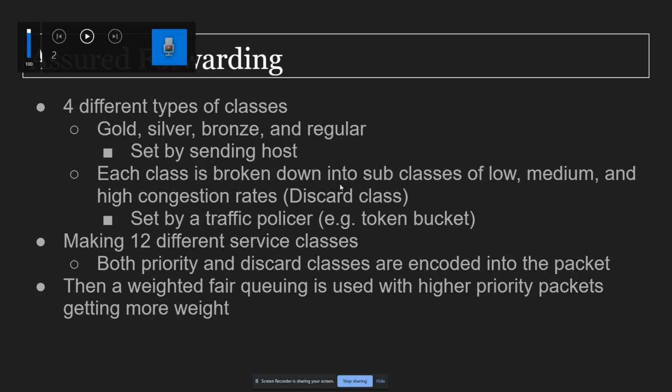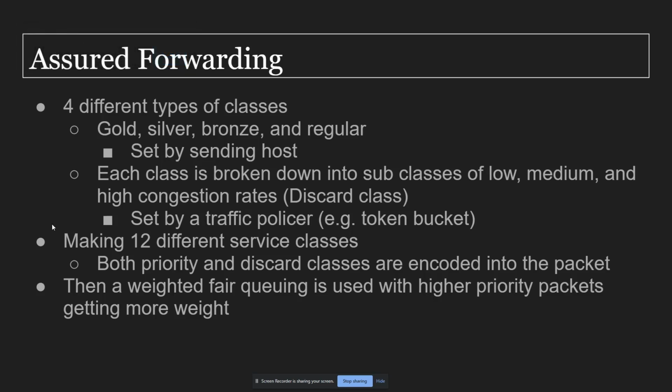This makes a total of 12 different service classes, with gold having 3, low, medium, and high, silver having 3, bronze having 3, and regular having 3, which makes a total of 12. Both these priority classes and discard classes are encoded into the packets. After this has been encoded into the packets, weighted fair queuing is used, with the higher priority packets getting more weight, and also the congestion rates differ among them, so it is sent accordingly.